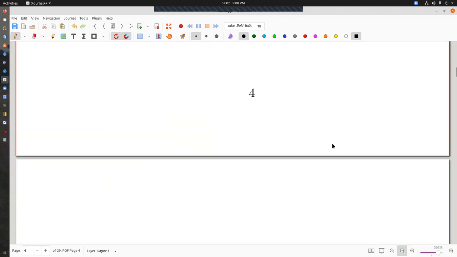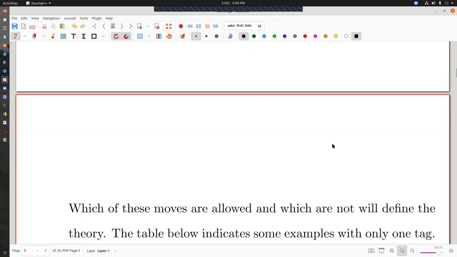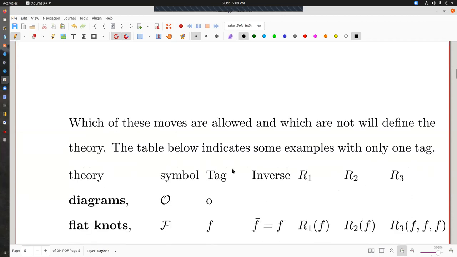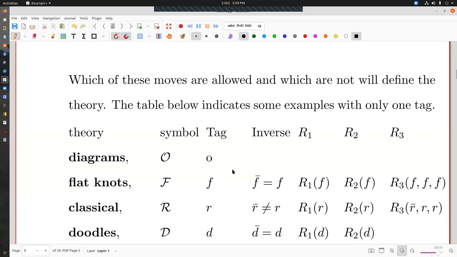So which of these moves are allowed and which are not will define the theory. Okay, so the table below indicates some examples with only one tag. So here's some examples, right? Diagrams themselves form a theory, a very boring theory, because none of the moves are allowed to be done. And so the diagram essentially stays the same. So that's a kind of zero of the system.